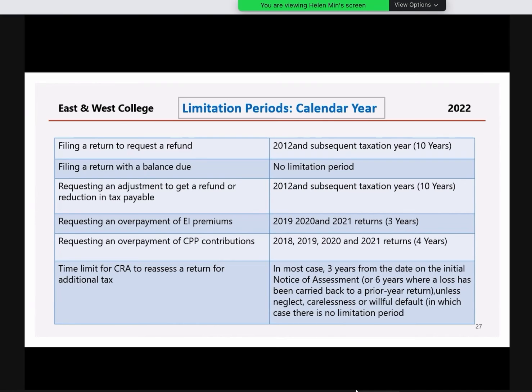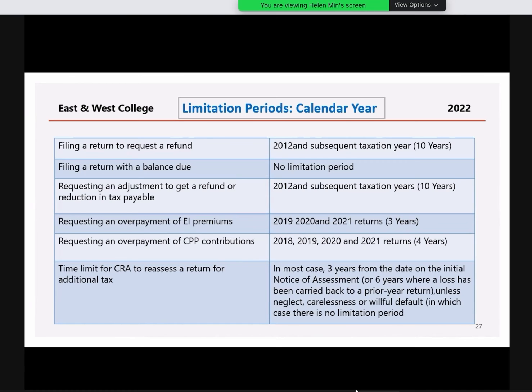Okay, and the earliest year is 2012. If you have a balance owed, that means balance due, there's no limit. The CRA could ask you, but the longer you wait, the more tax and more interest you will pay. The interest is probably higher than your tax.